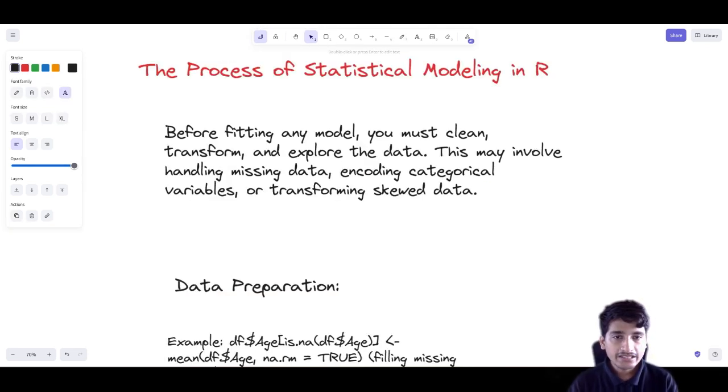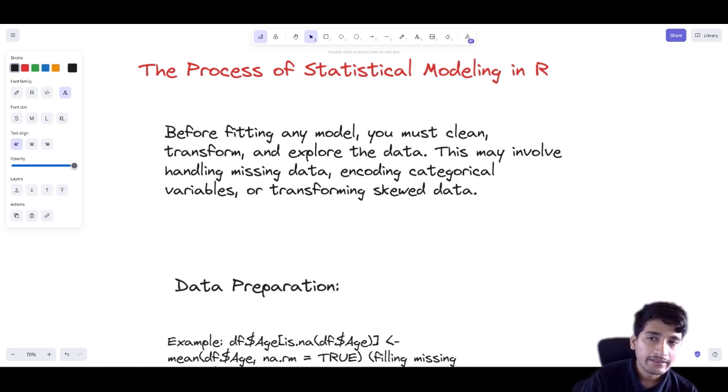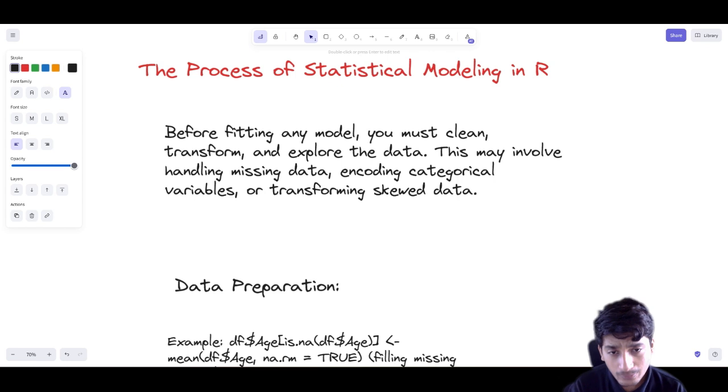Now let us look at the process involved in statistical modeling in R. Before directly fitting the model, the data might not be clean. Some values might be null, so you might need to handle those. Then you need to encode the data, for example names like names of animals. You might need to encode those data because, mathematically, you give some numeric name to that variable. We call that encoding and decoding categorical variables.